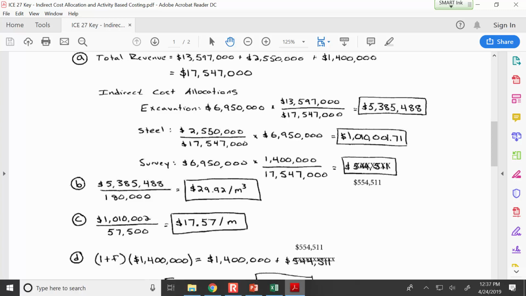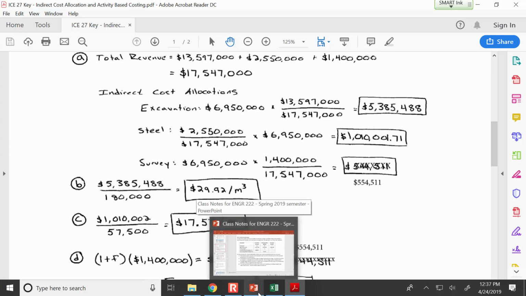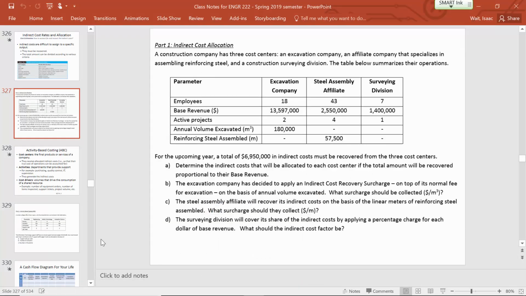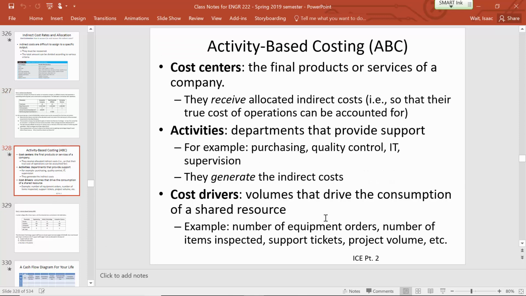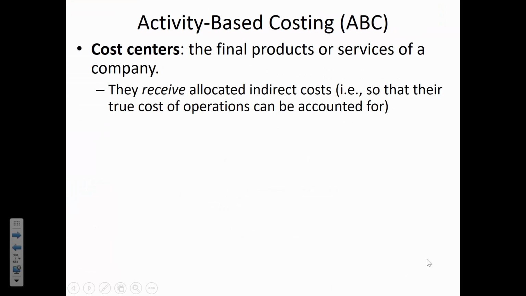All right. The other topic is really closely related to this. Activity-based costing is closely related, and in activity-based costing, probably the new information that you need to be aware of is some of this terminology. What we're calling a cost center in the lingo of accounting is just the products or the services that a company is selling to its clients. And these cost centers receive allocated costs.